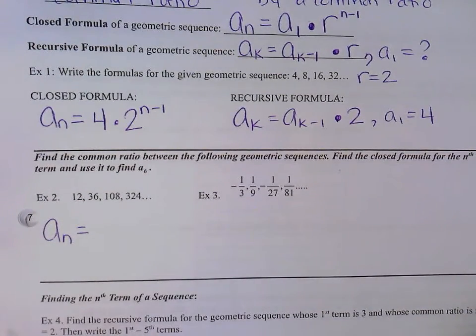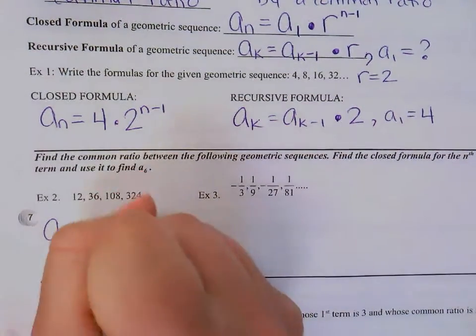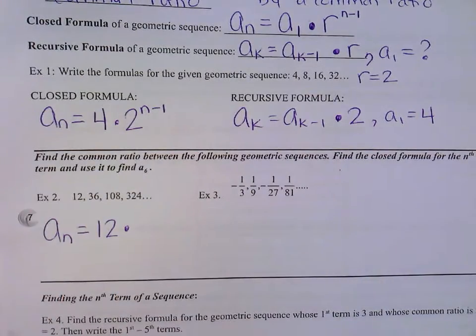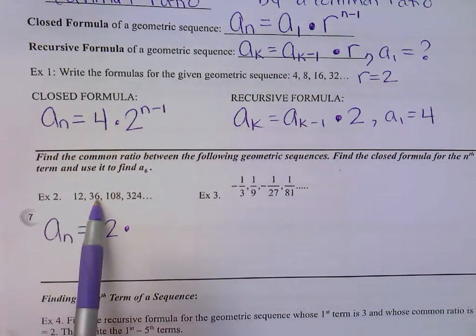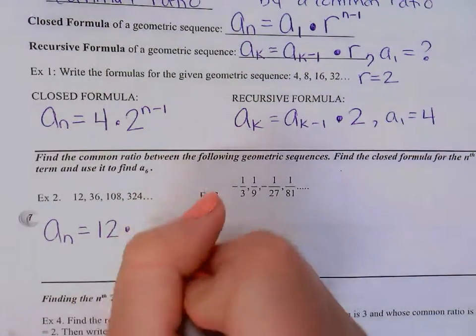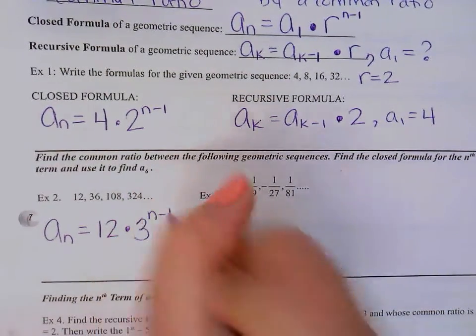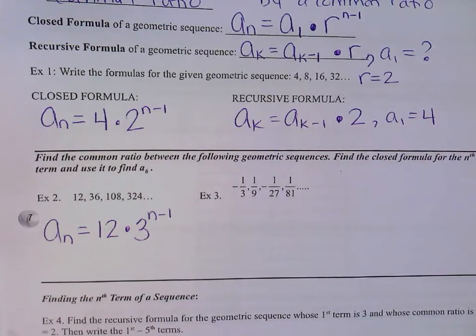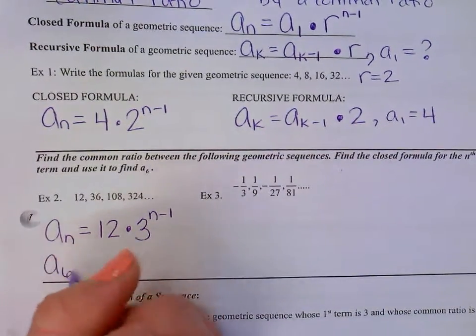A sub n equals, so I'm starting at 12, right? What am I multiplying by each time? How do I go from 12 to 36, 36 to 108? My ratio is 3, and I do it as the n minus 1 power. So you are going to plug in 6 and tell me what you get.